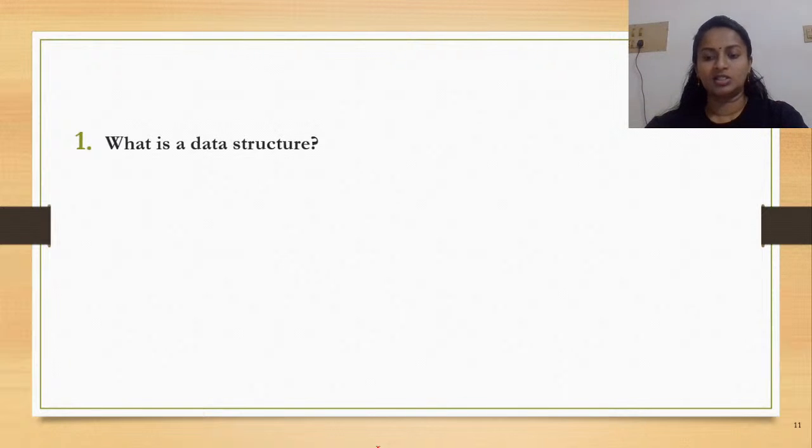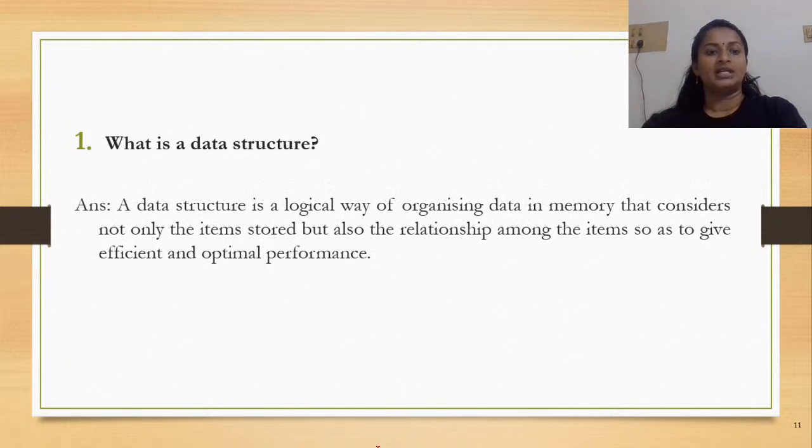So, moving forward. The first question, a very simple question. What is a data structure? Data structure is a logical way of organizing the data in memory that considers not only the items stored but also the relationship among the items so as to give efficient and optimal performance. Now, this is the definition of data structure. We also saw that it is a named unit. Every data structure would have a name associated with it, and it is using this name that we would be referring.